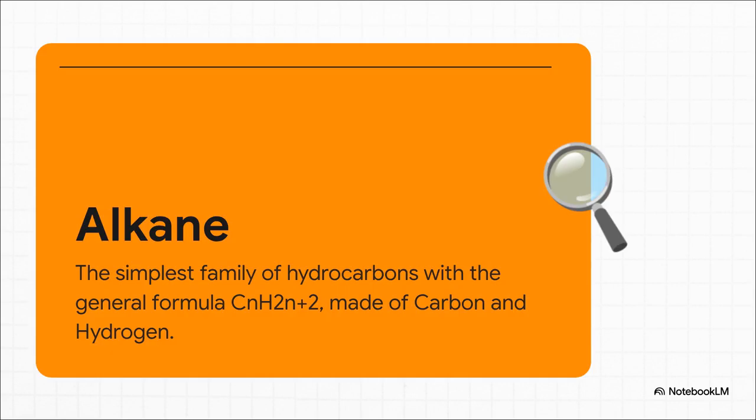So what is it we're actually building? Alkanes. These are the simplest family of hydrocarbons, made of just carbon and hydrogen atoms held together by single bonds. And because of that simple, sturdy structure, they're actually pretty non-reactive. Chemists sometimes say they have little affinity for other molecules, which is just a fancy way of saying they don't like to react. And that's what makes them such a stable foundation for building bigger, more complex stuff.